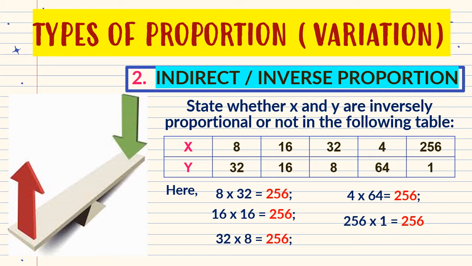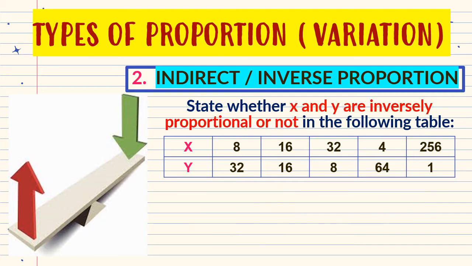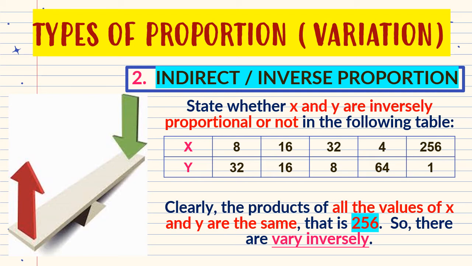So meaning they are inverse proportion. Clearly, the product of all the values of x and y are the same, that is 256. So as one increases, the other decreases. Inversely.